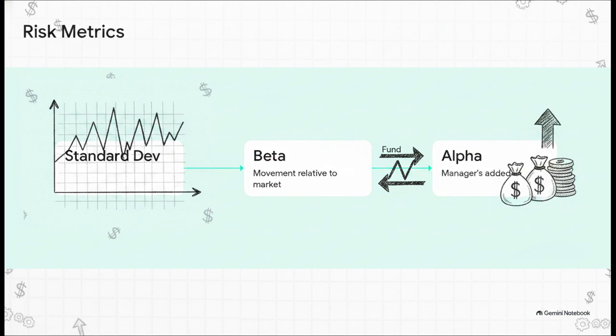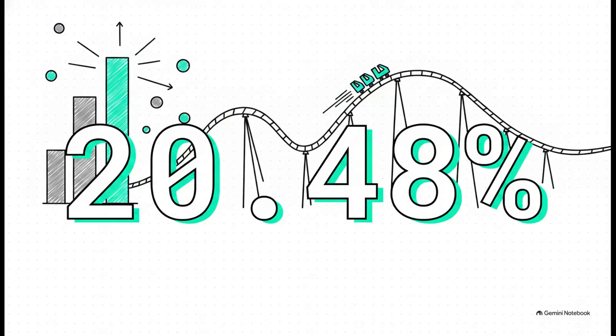They're really just the vital signs of a fund's health. We're going to look at standard deviation, which measures the bumpy ride, beta, which shows how the fund moves relative to the overall market, and alpha, which tells us the actual value the fund manager is adding. First up, standard deviation. For the Motilal Oswal Midcap Fund, this is sitting up at 20.48%.